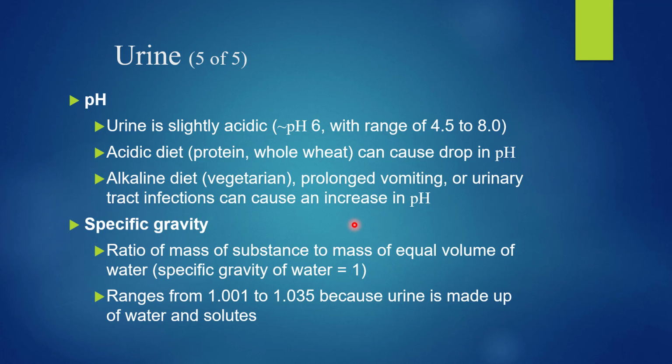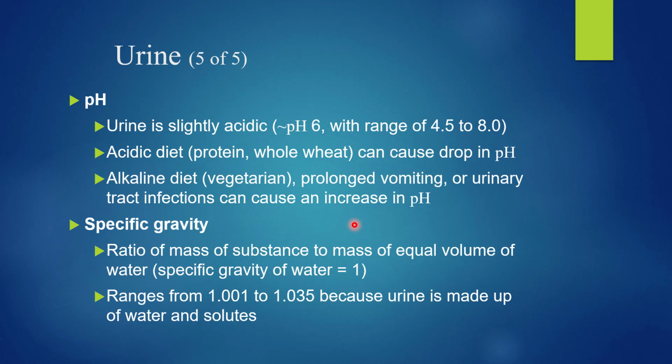And the pH of the urine is roughly about 6. It has a wide range depending on your diet, from 4.5 to 8. So an acidic diet, like people who eat a lot of protein and whole wheat, can cause a drop in pH. And an alkaline diet, for people who love vegetables, or prolonged vomiting or a UTI, can cause an increase in pH.